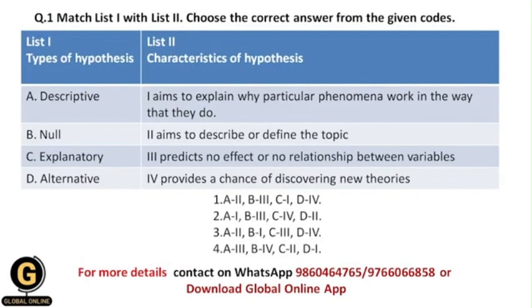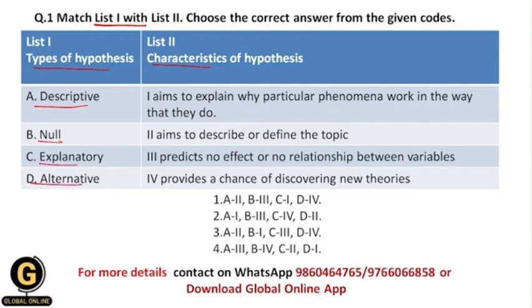Okay, Question 1 is match list 1 with list 2. Choose the correct answer from the given codes. So now here we need to match the list 1 with list 2. Now let us see what are these lists. So in list 1 they have given us the types of hypothesis, I mean to say their names, and in list 2 they have given characteristics of hypothesis. So let us see first of all list 1: descriptive hypothesis, null hypothesis, explanatory hypothesis, and alternative hypothesis.